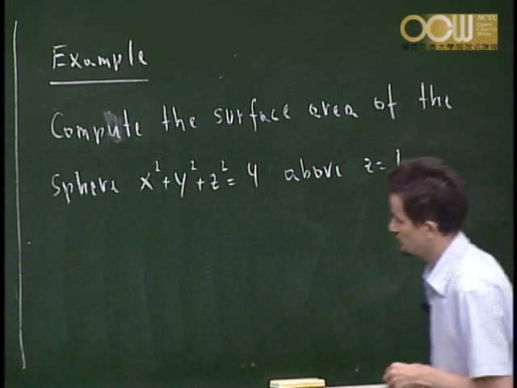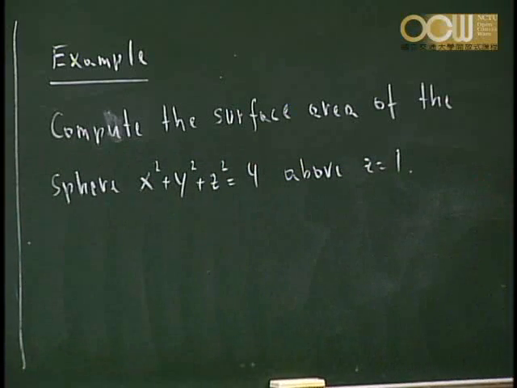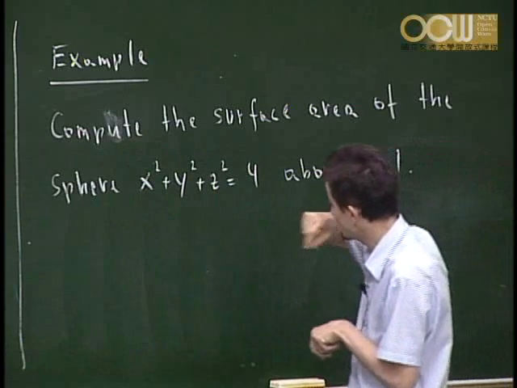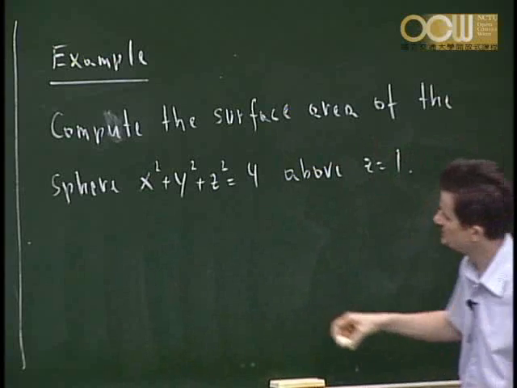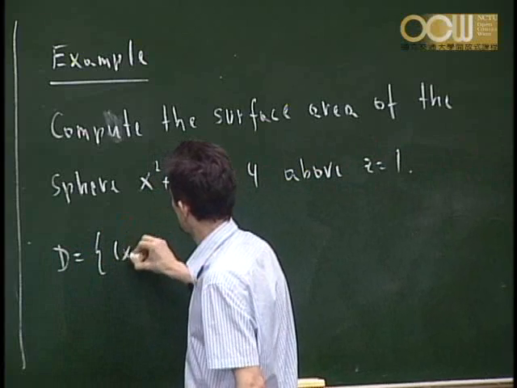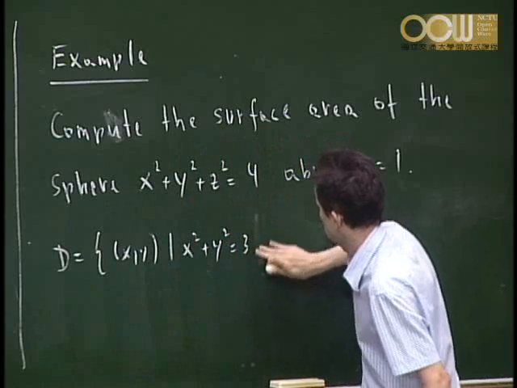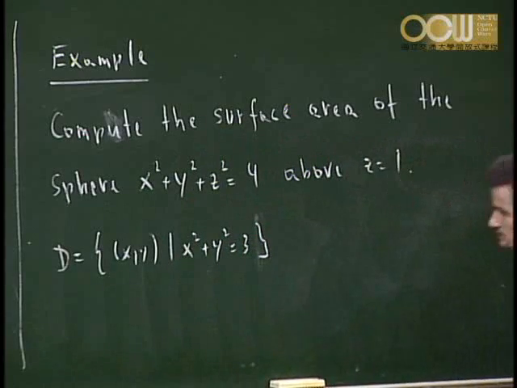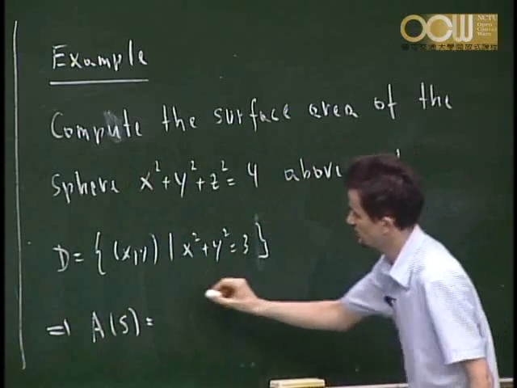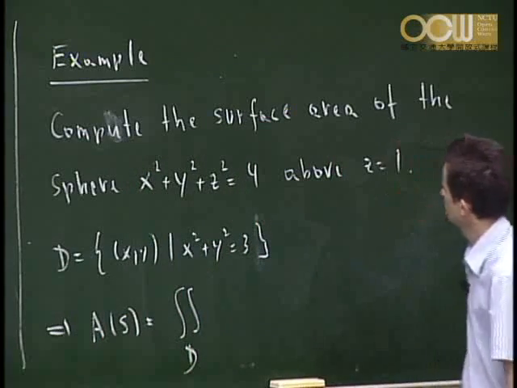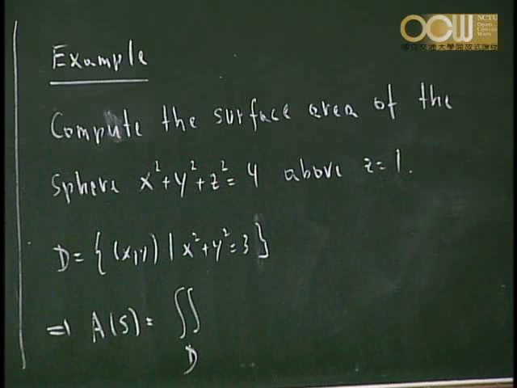Okay, so first we have to figure out, what is D? This is the projection of the part of the solid for which we have to compute the surface area on the xy plane. So D is here the set of all xy such that x squared plus y squared is less than or equal to 3. Okay, so this circle. Now, we get for the surface area just by plugging into this formula the double integral over D. Now, I have to compute the partial derivatives. Let's maybe do it here.